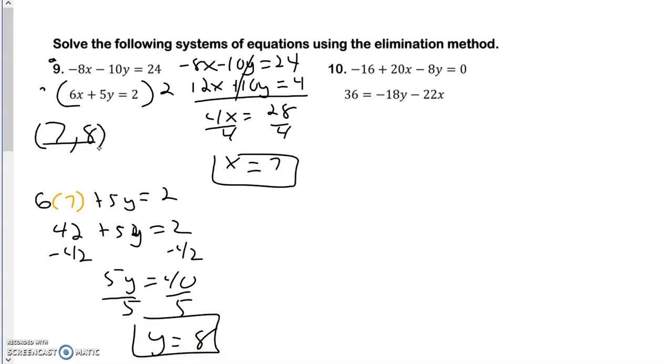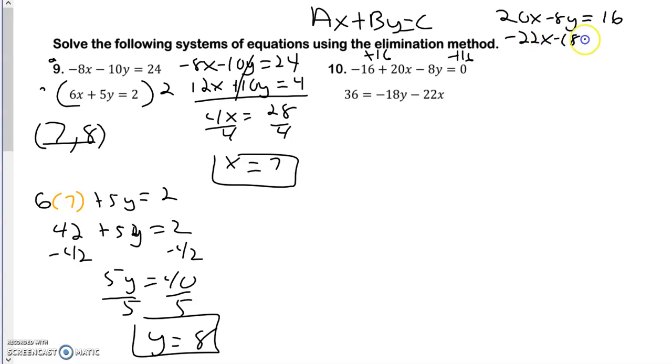Coming back over here, I notice that they're not in order at all. So the first thing I'm going to do is put them in order. And I usually like standard order, so ax plus by equals c. So I am going to add 16 to this one, and I'm going to get 20x minus 8y equals 16. And on this one, they're already kind of in order. I'm just going to rearrange it. I don't really have to change anything. I'm just rearranging it to make it easier.